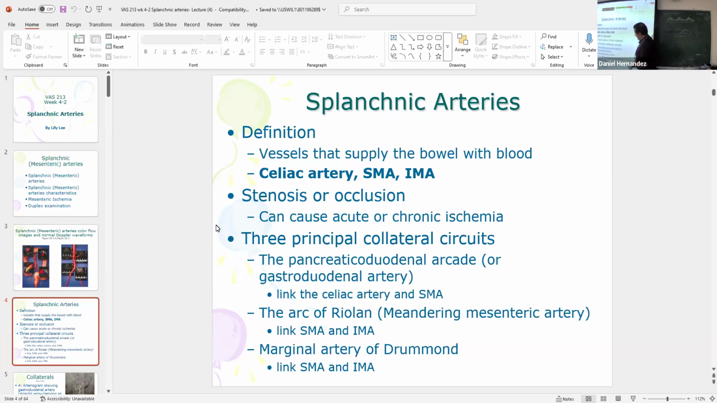Further down, a little more distally now, we have the arc of Riolan. So this links the SMA and IMA, and then the marginal artery of Drummond also links SMA and IMA. Those are a few other collateral pathways further down.